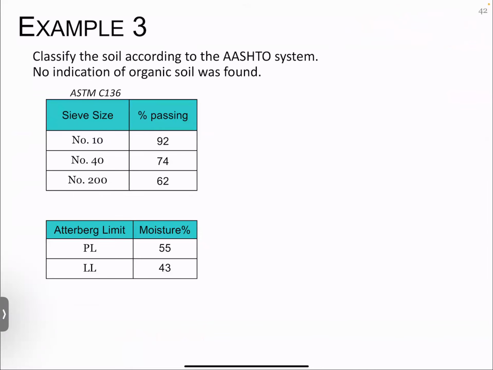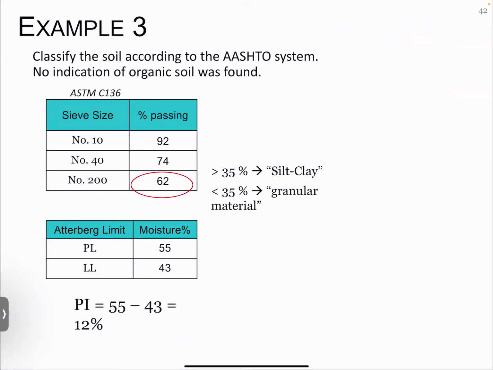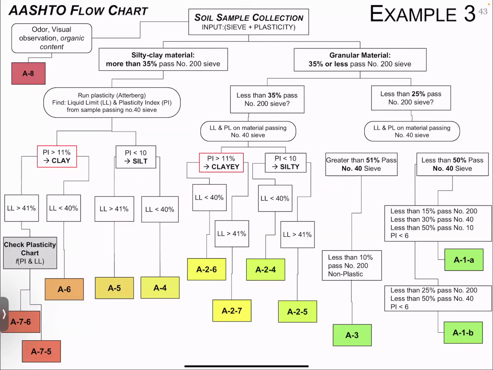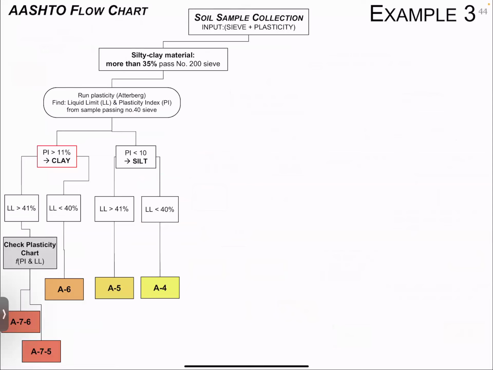All right, I think I have one more example. So we have our sieve analysis and we have our plasticity again. Those are the important ones. We're going to do the same thing as before, but now we have greater than 35% passing. So we know it's going to be far left, and we have a plasticity index of 12. So with this one, we know we're going to be going this way this time. We're greater than 35%, so we're just going to get rid of this here.